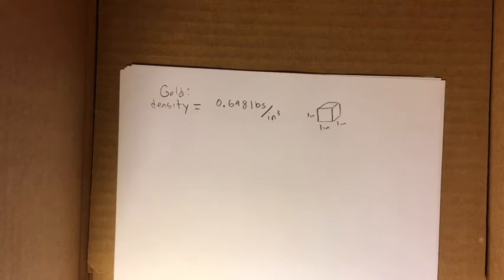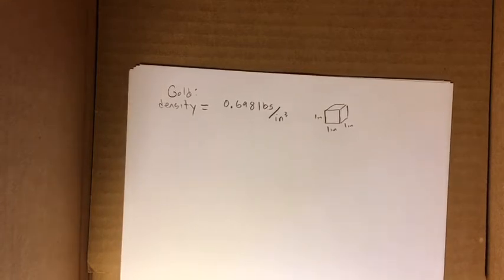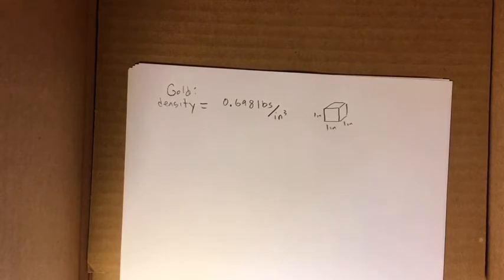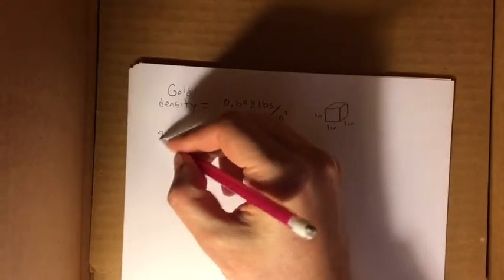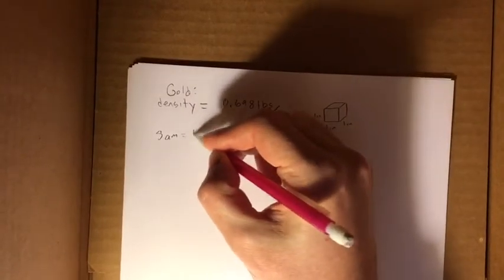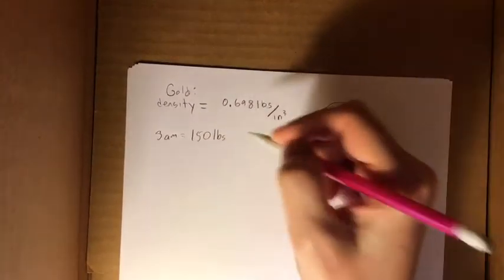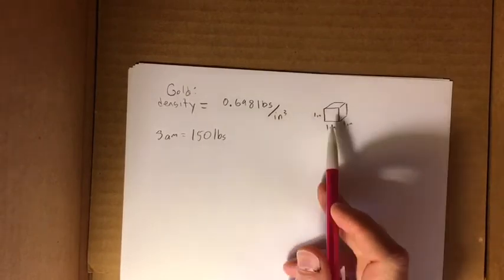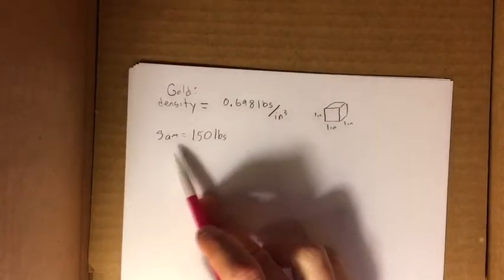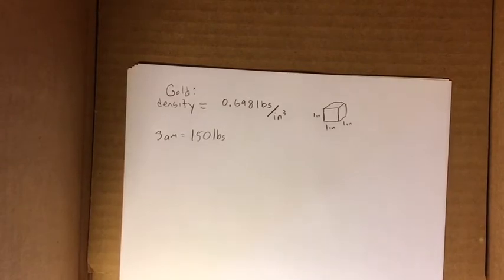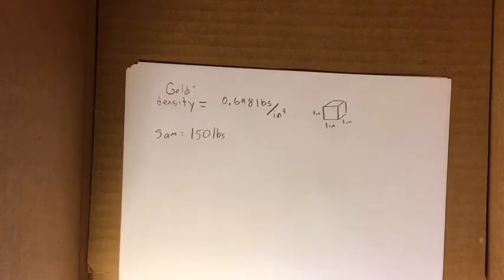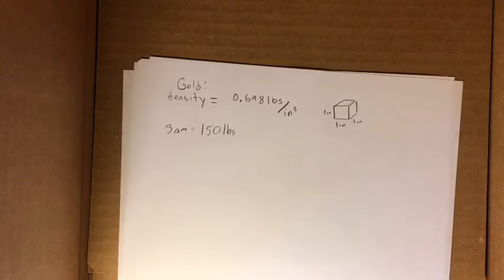Now, it might not be obvious, but maybe if we do a couple problems, you will be able to see how that is true. So let's think about, how much gold is equal to the weight of a person? And let's pretend there's some person, Sam, that is 150 pounds. So how many cubic inches of gold would we need for it to be the same weight as Sam?